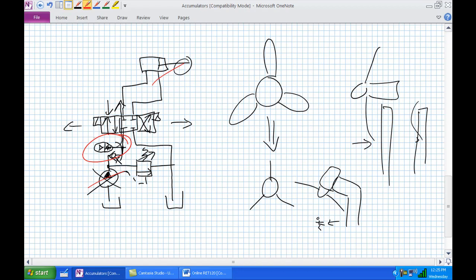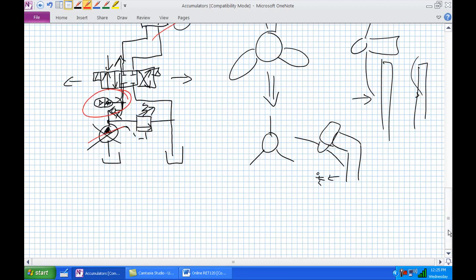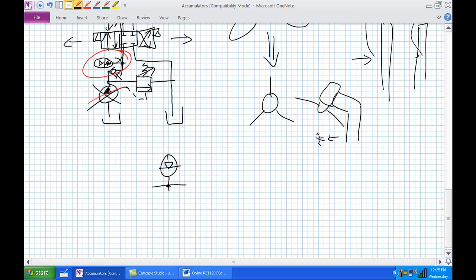Okay, so you need to figure out a way to discharge that accumulator. So typically in a hydraulic system, here's our accumulator. There's basically a bleed down circuit for an accumulator, often in the form of a directional control valve. Okay, so what is this saying here? And here's the line to the system. Again, we don't want to bleed through the pump.